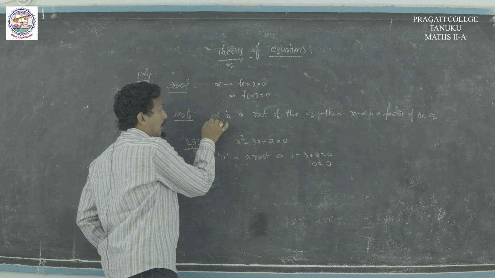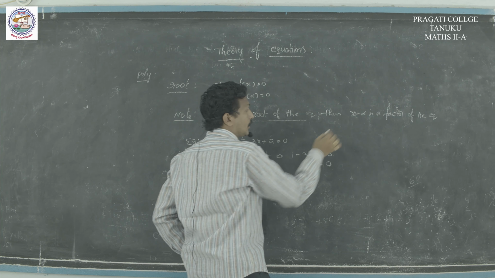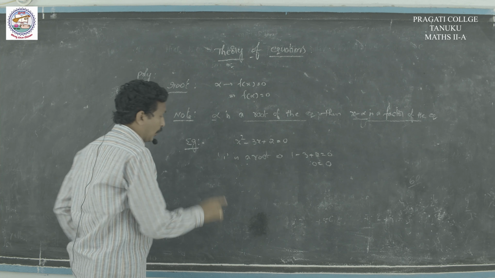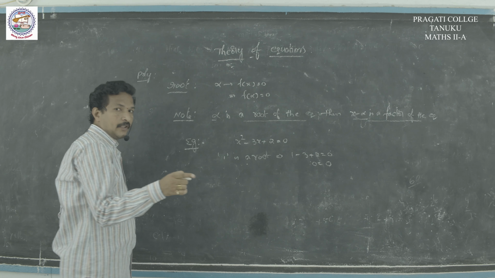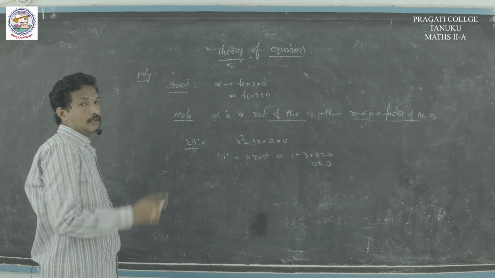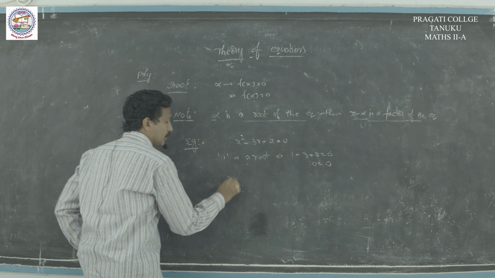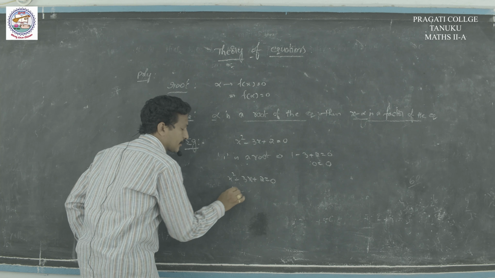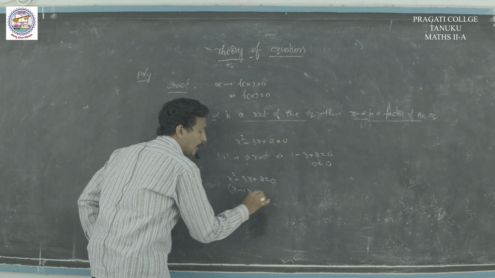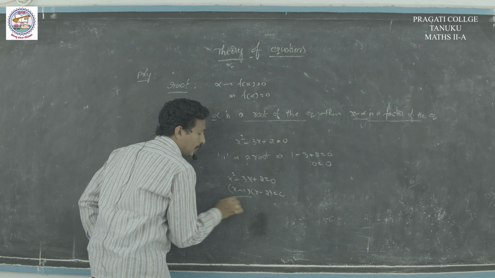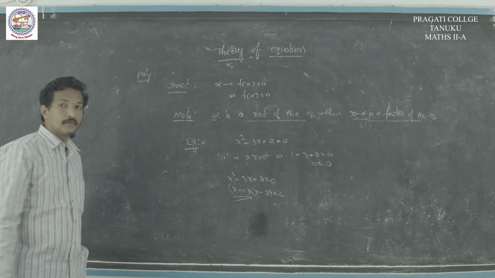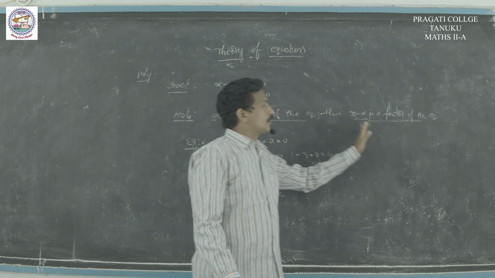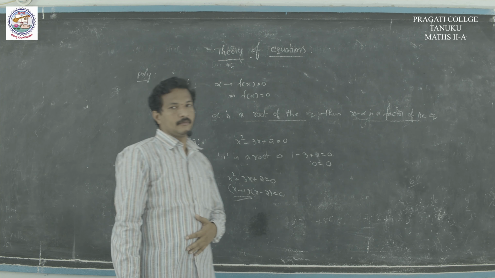Here, alpha is a root of the equation, then x minus alpha is a factor of the equation. Here, 1 is a root, then x minus 1 is a factor of the equation. The given equation is x square minus 3x plus 2 equal to 0. To find the factors, x minus 1 into x minus 2 equal to 0. Here, x minus 1 is a factor of the equation.